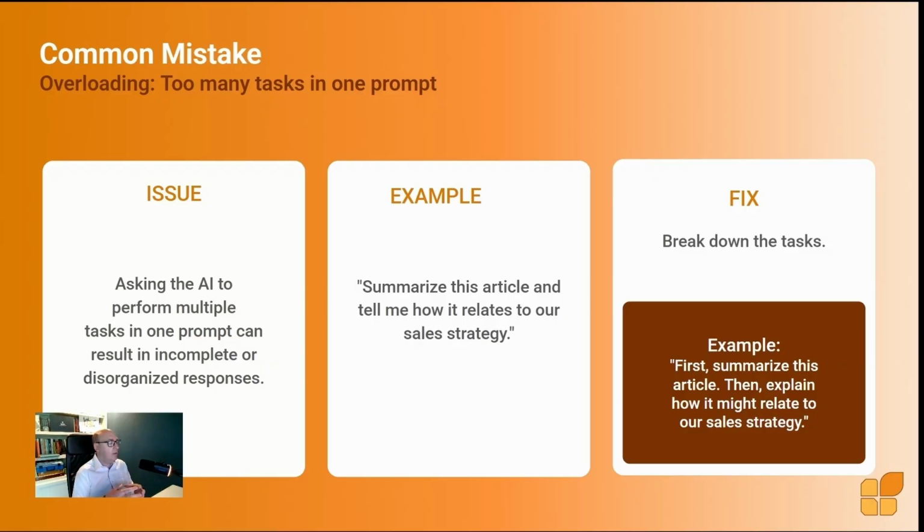Overloading, basically asking the model to do too much at once, too many tasks in one prompt. Summarize this article and tell me how it relates to our sales strategy. There's really two or three things you could do there. Break that down into smaller bite size. First of all, you might want to upload the sales strategy as a piece of context. Then you would ask to summarize that down. And then once it's summarized it, you would ask the correlation between this article that I've given you, the sales strategy I've given you, what is the intersection between those two ideas? Much easier to control, much easier to craft the prompt, and much easier to get a consistent, reliable output.